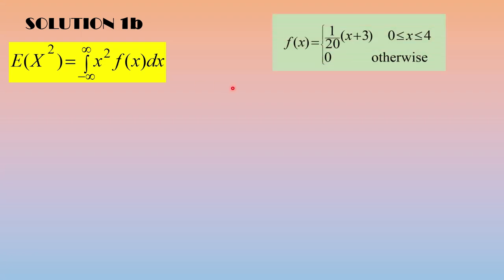Then you will get the answer 34 over 15. Okay, now we continue to find the expected value for X squared. The expected value for X squared is given as the integral from negative infinity to infinity of x squared times f(x) dx. Our function is equal to 1 over 20 times (x plus 3) for x more than or equal to 0, less than or equal to 4. Otherwise, the function is 0.